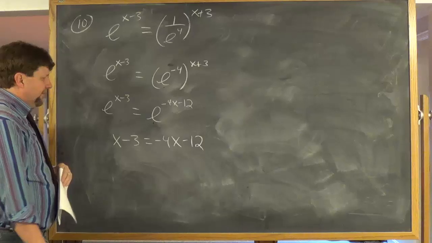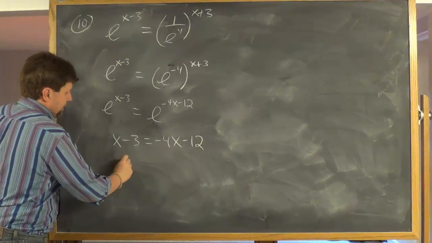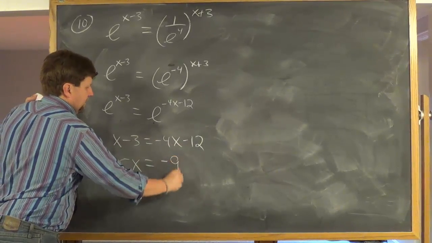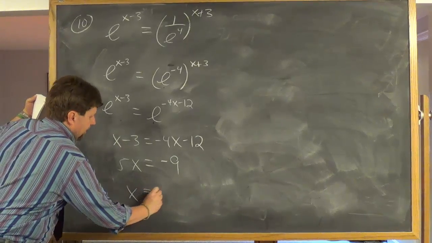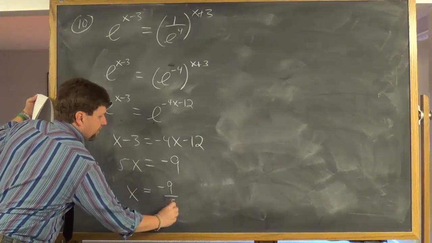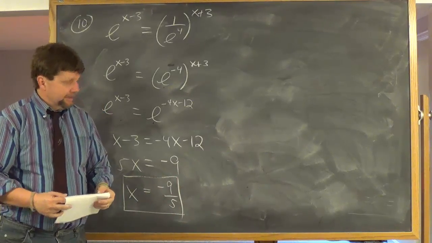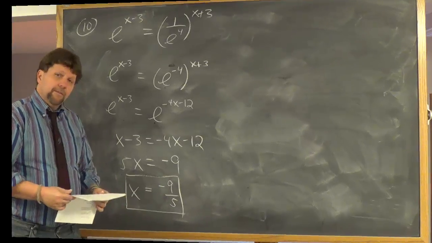And we solve this. I'd probably add 4x to both sides, and then I would add 3 to both sides, and then divide both sides by 5 to get x equals negative 9/5. That's my answer for number 10. And that's it for number 10.